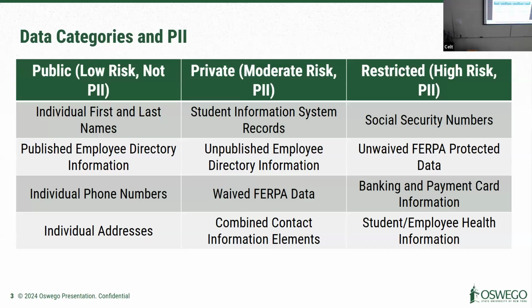Unwaived FERPA protected data. Unwaived means a student has not waived their FERPA rights to that data. That data cannot be shared outside authorized channels. Banking and payment card information, so things like bank routing numbers, bank accounts, payment card information or PCI, cannot be shared outside any authorized channels. And student employee health information. Student employee health information would be HIPAA protected. So all of this would be regulated data that cannot be shared outside our environment unless given to an explicitly authorized group.